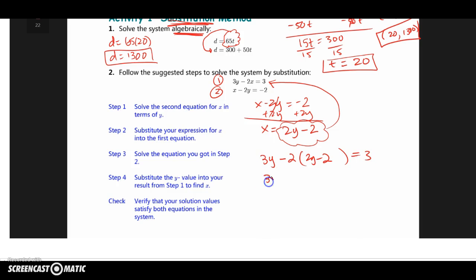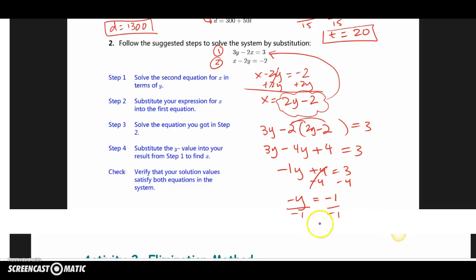and then simplify, so distribute the 2, that's minus 4y plus 4, negative and negative make a positive, equals 3. 3 minus 4 is a negative 1y, plus 4 equals 3, subtract 4 from both sides. That's a negative 1y or negative y equals negative 1. Divide both sides by negative 1, and it looks like we end up with y equals a positive 1. So we isolated x, we substituted that expression back into equation 1, we solved the result that we got, and we got y equals something.